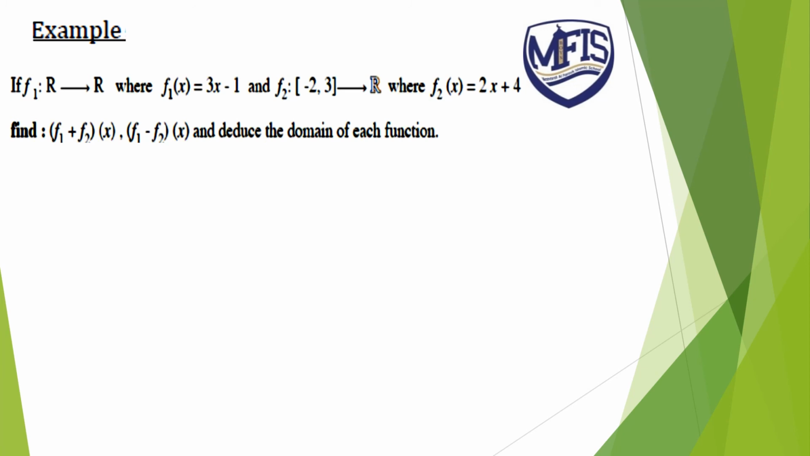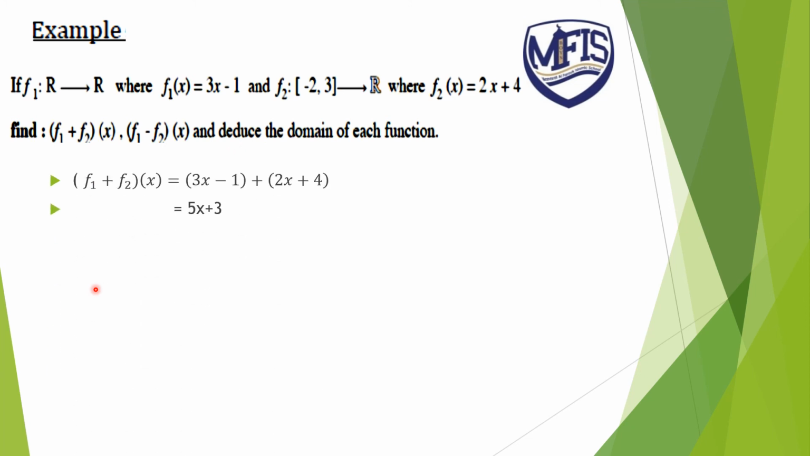Another example. If f1 is from R to R, so the domain of this function is R, and the rule of this function f1 equals 3x minus 1. And f2 from negative 2 to 3 to R, then the domain of this function is from negative 2 to 3, and the rule of this function is 2x plus 4. Find f1 plus f2 and f1 minus f2 and deduce the domain of each function.